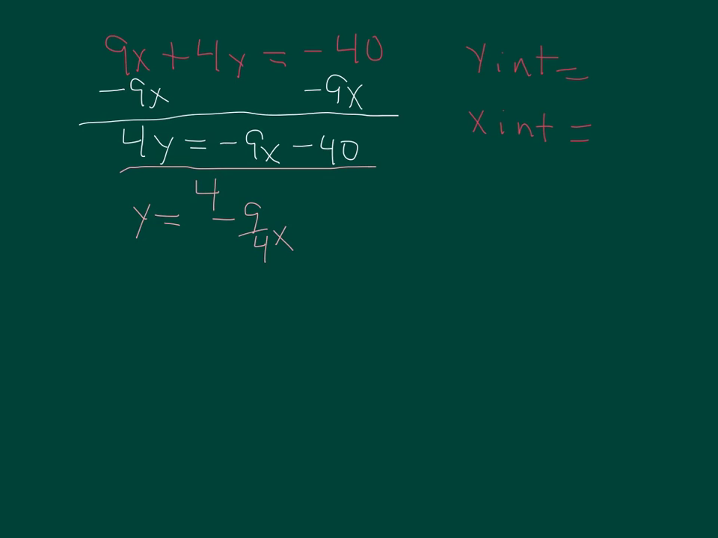That's my slope, minus 10, and my minus 10 comes from negative 40 divided by 4. So my y-intercept is minus 10.